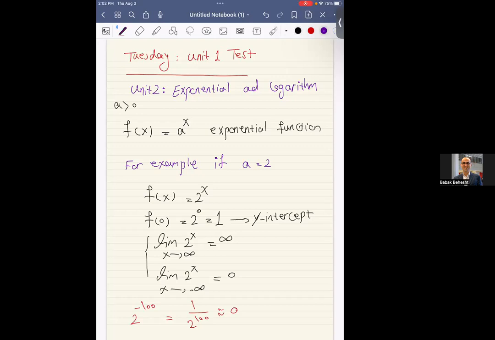So that means the graph of 2 to the power x, remember the y-intercept was 1. So the graph of 2 to the power x is something like this. And the y-intercept is 1. This is 2 to the power x.